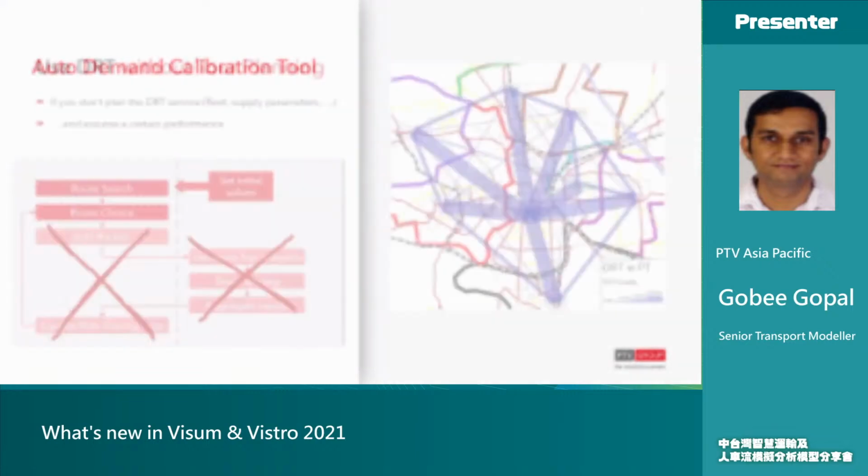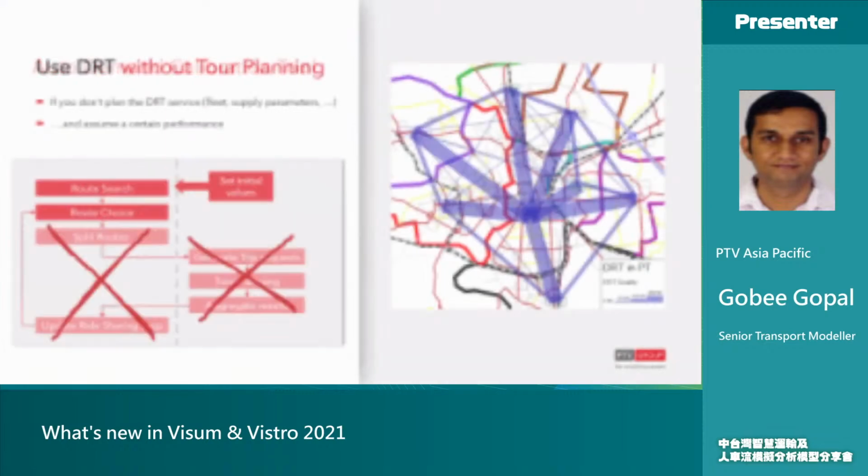What we are trying to show from the PTV side is that if you have detailed data, then you can go with the tour planning. If you do have limited input data, then you don't need to go to detailed analysis. You can just have an overview analysis to understand where the demand is, where the ride-sharing demand is.